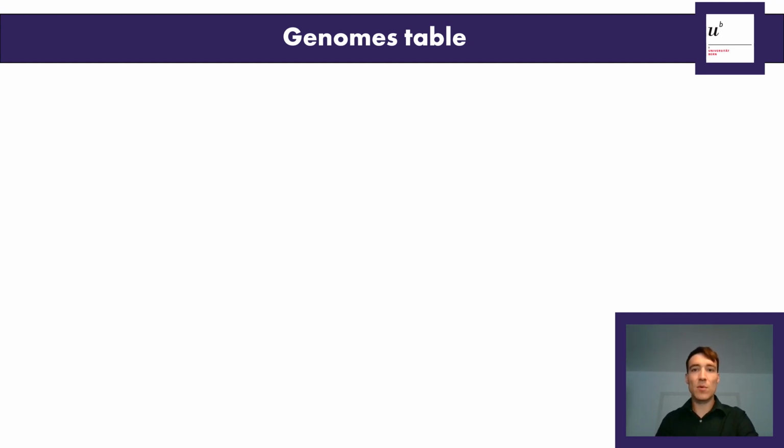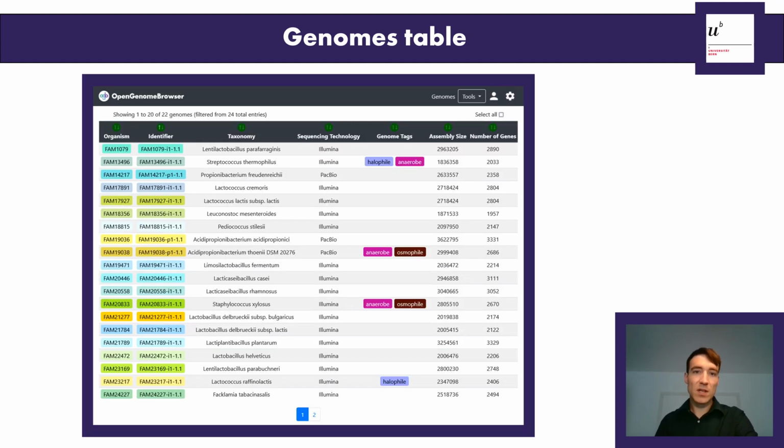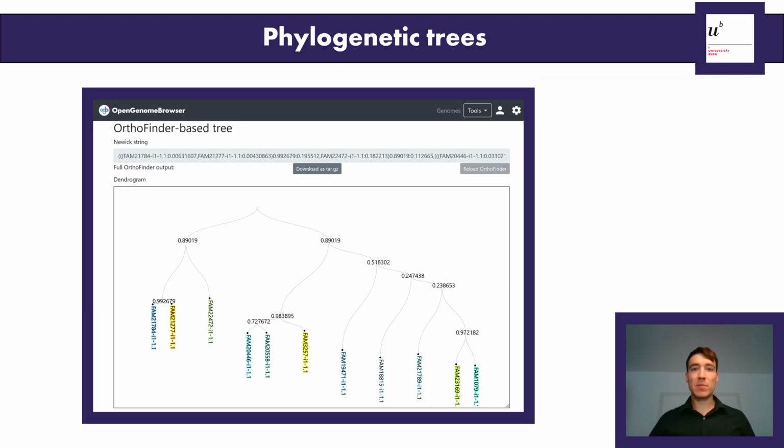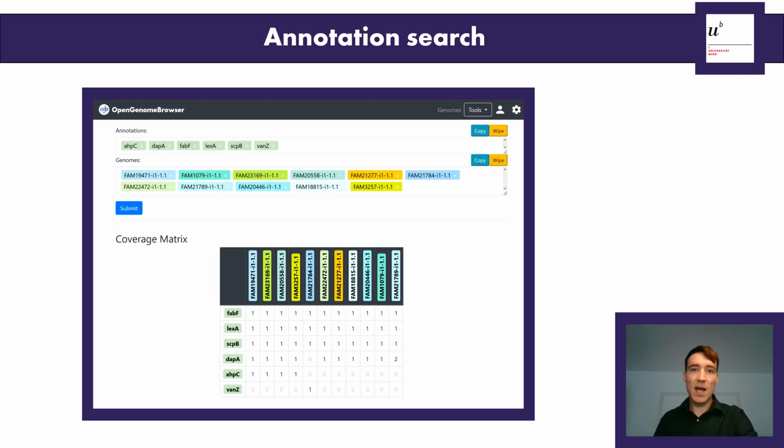I will now list some other features, but without going into detail. First off, the genome table allows users to view, sort, and filter genome-based metadata. Moreover, I have implemented three different algorithms of generating phylogenetic trees and an annotation search page that allows users to easily find out which genomes cover which annotation.